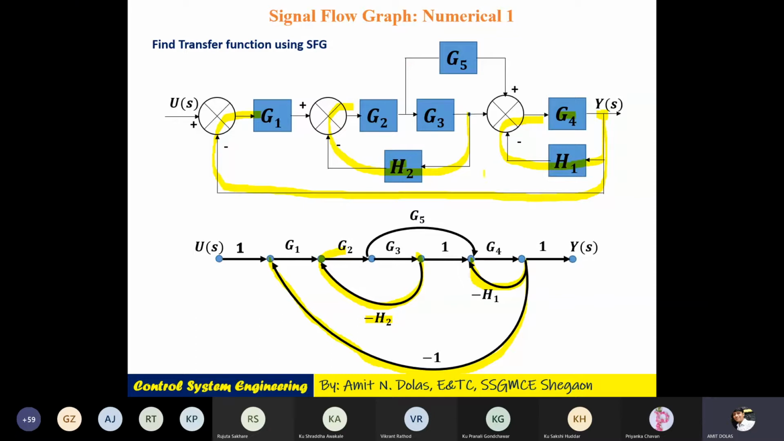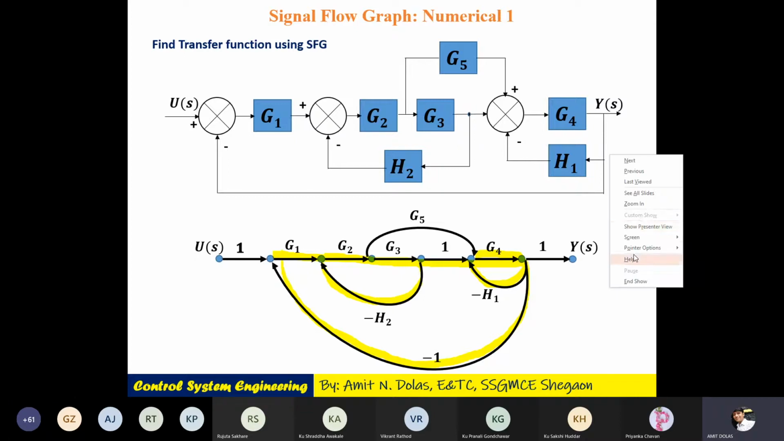One more thing: these are the loops, but I also have a path. You know what a loop is? I'll redraw it here. You can see this is the loop: G2, G3 going back to G2 using minus H2. Again, you can see G4 with minus H1 forms one loop. And you can see G1, G2, G3, 1, G4 and -1 form one loop. So it is a loop. You can see the arrow direction.